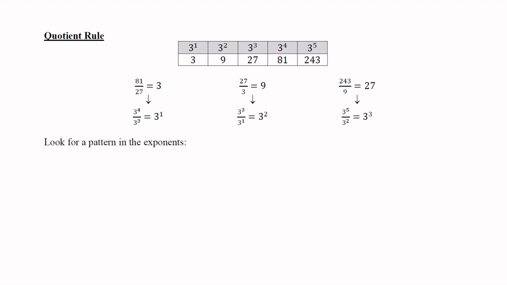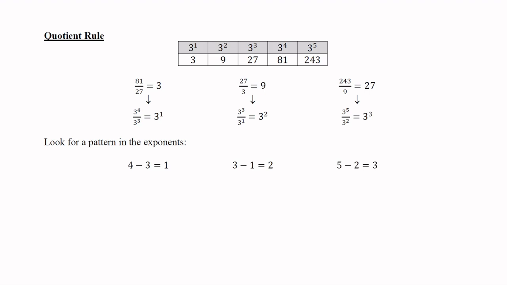Now let's see if we can find a pattern in the exponents. So for the first one, we have a 4 and a 3, and then on the other side a 1. So we know that 4 minus 3 does equal 1. That's a true statement. Let's see if that subtraction holds for the other two. We have 3 minus 1 equals 2. That checks out. And then we have 5 minus 2 equals 3.